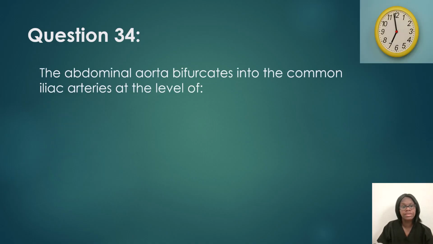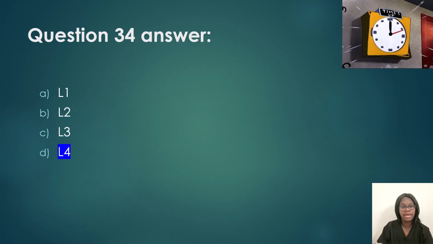Question 34. The abdominal aorta bifurcates into the common iliac arteries at the level of A, L1, B, L2, C, L3, or D, L4. All right, the correct answer is D, L4.